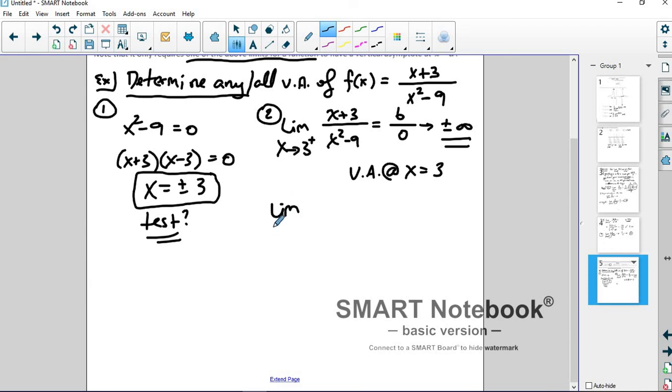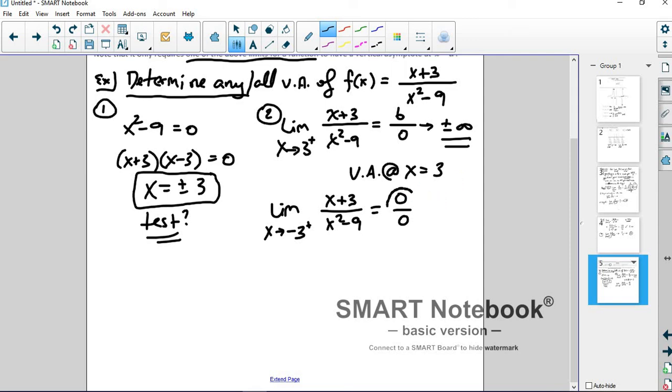The limit as x approaches negative 3. Again, we can come from either side, so let's just pick one. x plus 3 over x squared minus 9. Now, if we plug in negative 3, watch out. We get 0 over 0. Okay, so that means we don't have one. No, that's not what that means. That means you have to do something else.